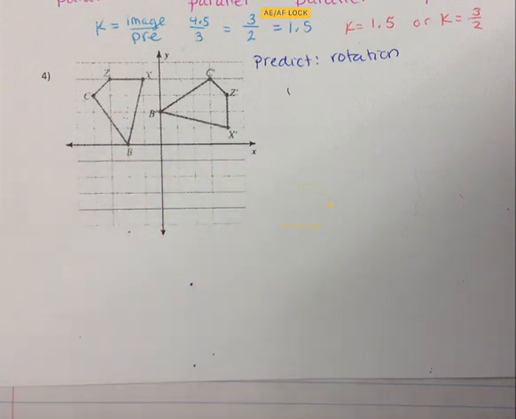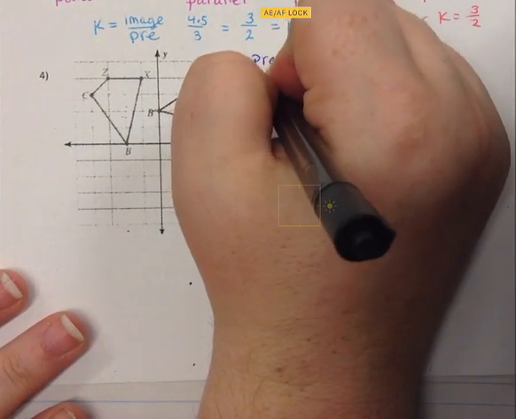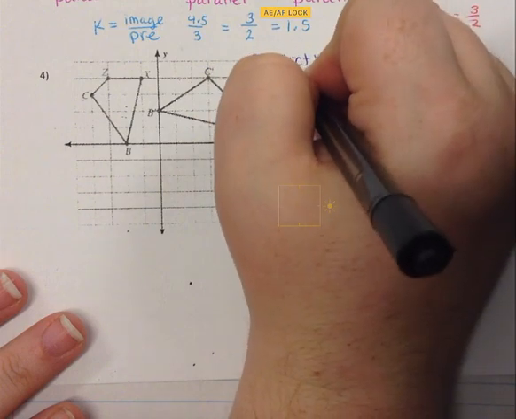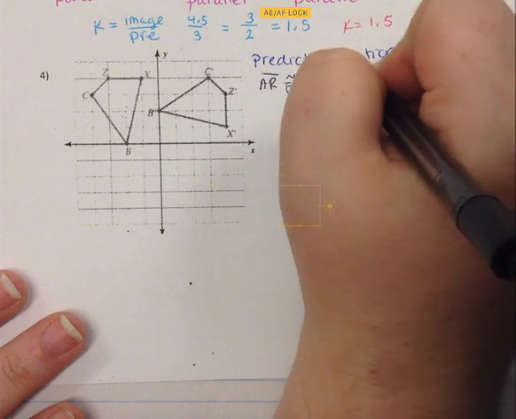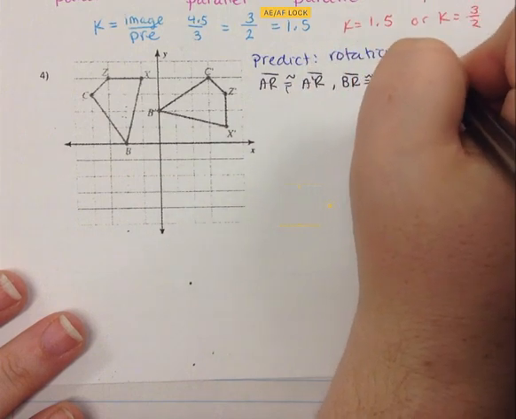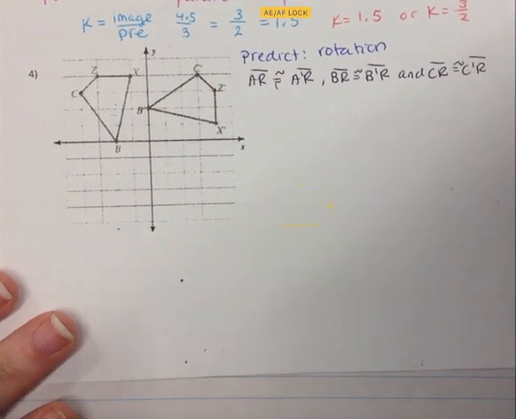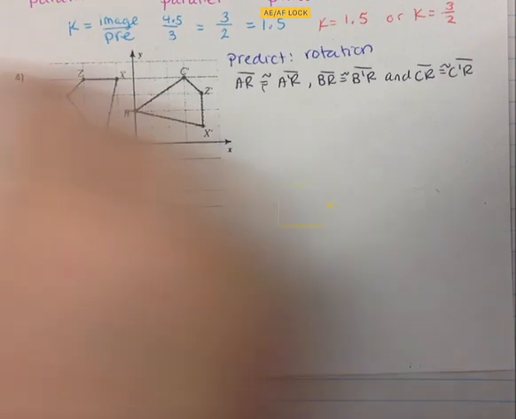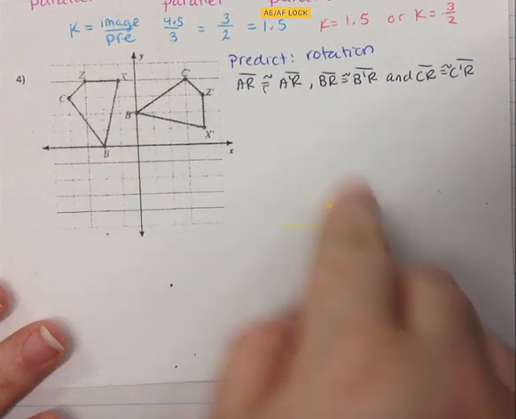So the properties for rotation is that AR is congruent to A prime R, BR is congruent to B prime R, and CR is congruent to C prime R, where R is the origin, or the center of rotation. So it should be the origin. And if it is the origin, that means we have a mapping rule.